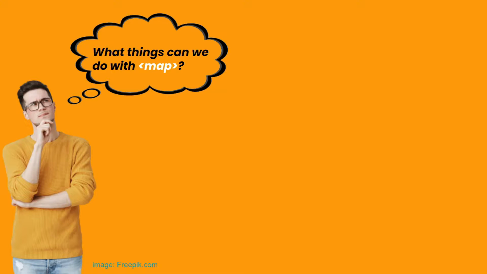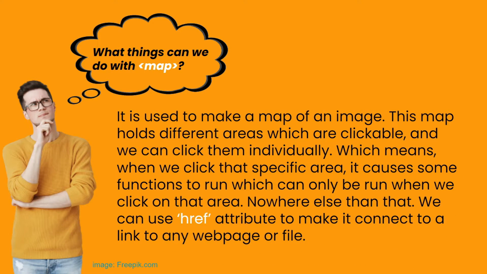Okay, so now let's see what things we can do with the map tag. It is used to make a map of an image. This map holds different areas which are clickable, and we can click them individually, which means when we click on a specific area, it causes some functions to run, which can only run when we click on that area, nowhere else. We can use the href attribute to connect it to a link or a web page or file. Just like I told you before, the href attribute is completely optional. If you want to add it, you can; if you don't want to, you don't need to. You can use JavaScript on it. But let's see how this map thing works.